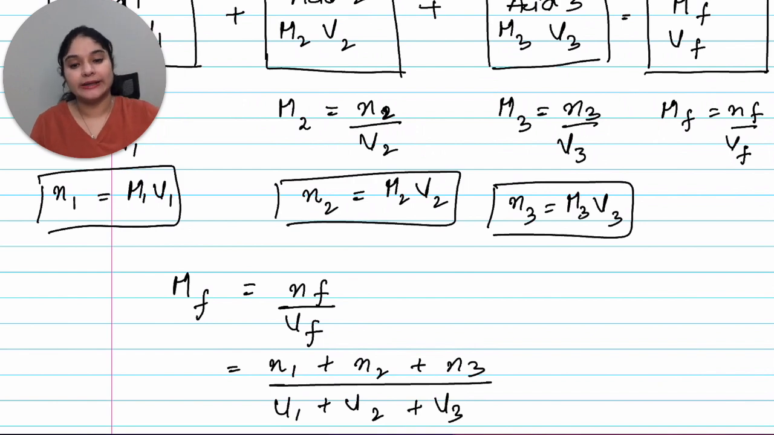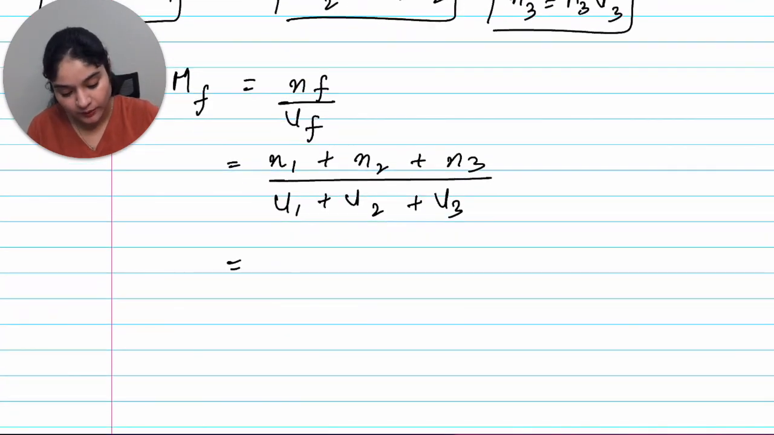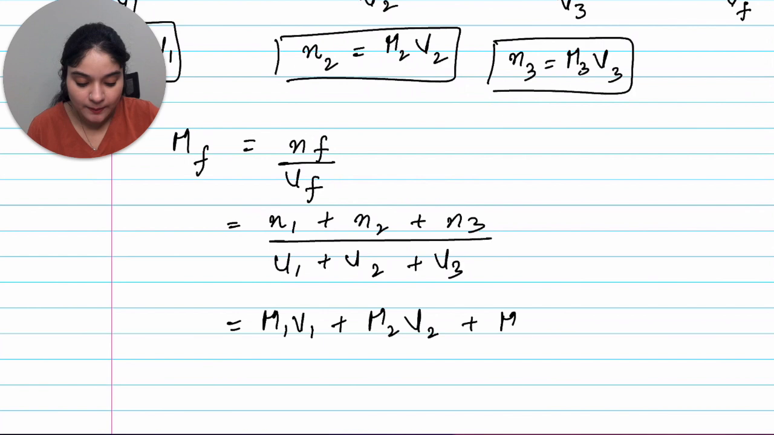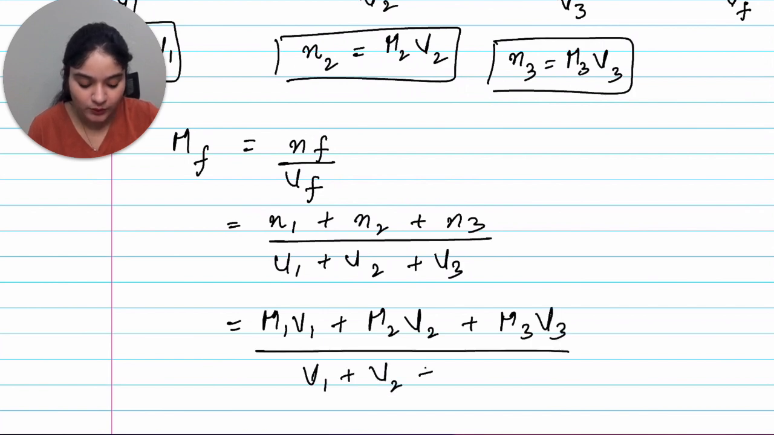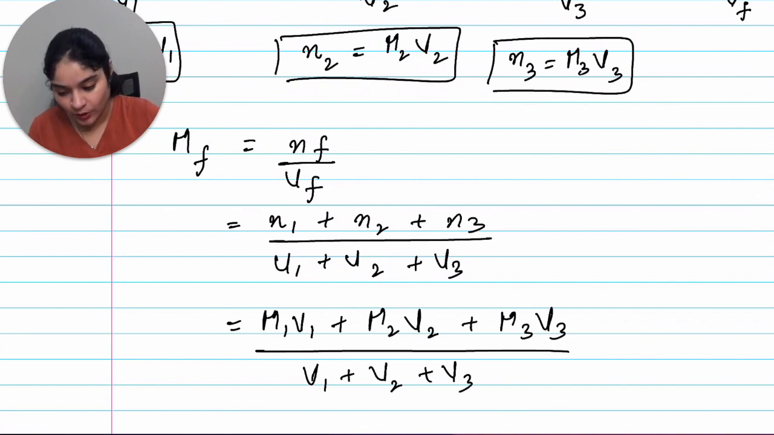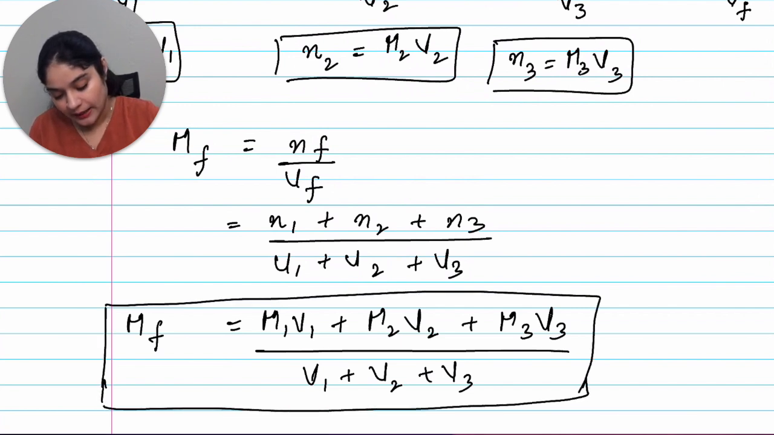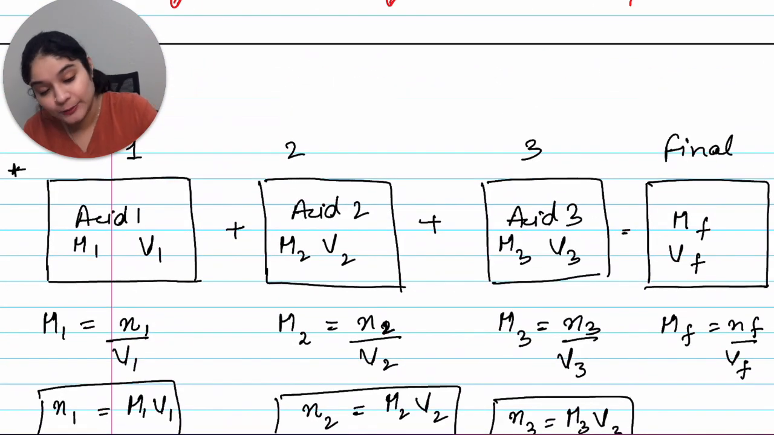So we will put that in this particular formula that we have. So what will I have? I will have M1 V1 plus M2 V2 plus M3 V3 divided by V1 plus V2 plus V3. Make sense? And this is what? This is M final. So students, this is the derived formula. And this particular concept is known as mixing.